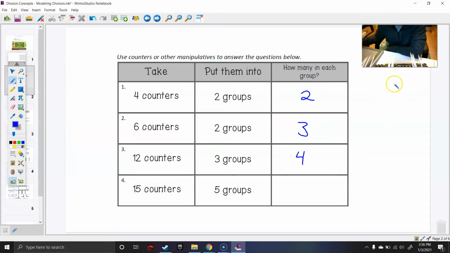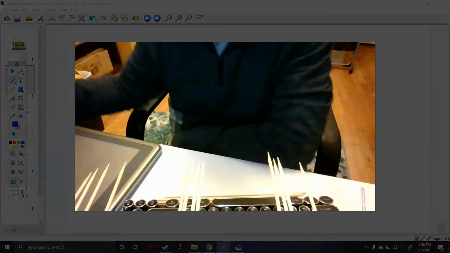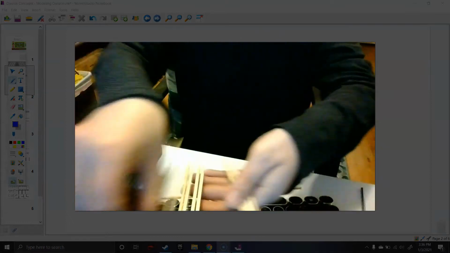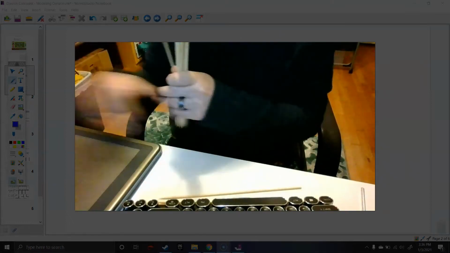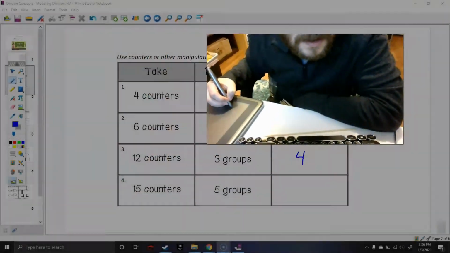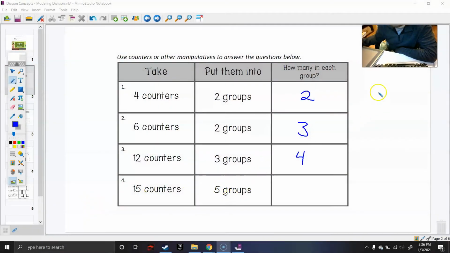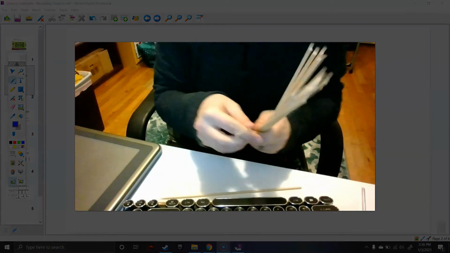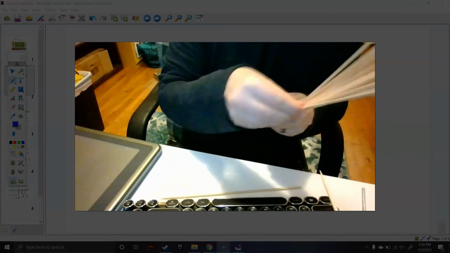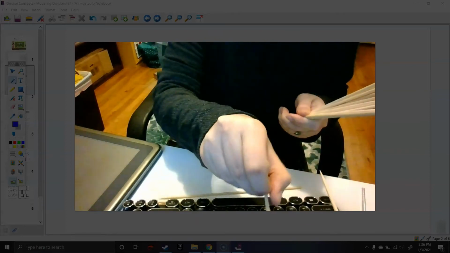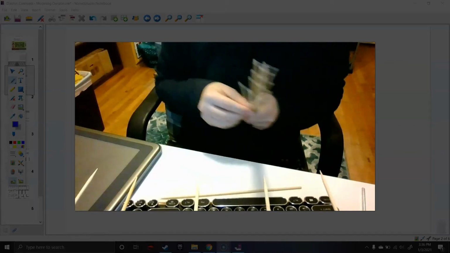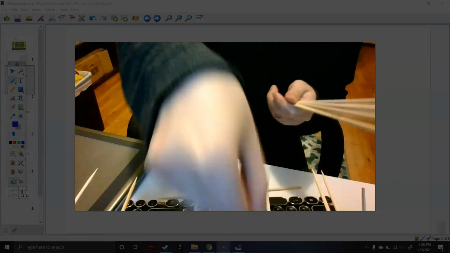All right, so now we're going to do 15. All right, so now I have 15. And we're going to divide these in 5 groups. Okay, so I'm going to separate this into 5. So I'm going to put 1, 2, 3, 4, 5. All right, and then I just keep on repeating that process.